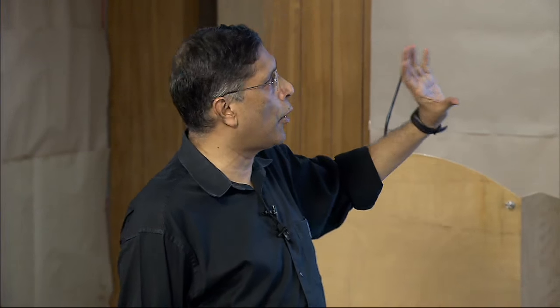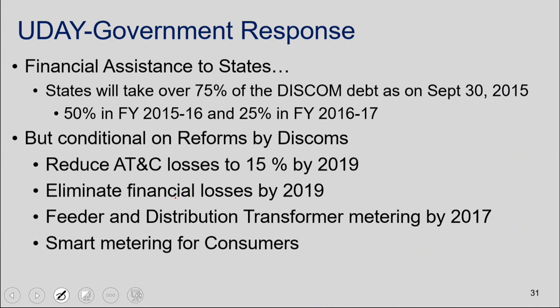I think in response to the problem of the DISCOM losses, a year and a half ago, the government started a new scheme called UDAY. And basically what happened in UDAY is that the states took over the DISCOM debt and, progressively, issued bonds instead. And so the DISCOMs now have less debt. They've been taken over by the states. It's kind of relief for them.